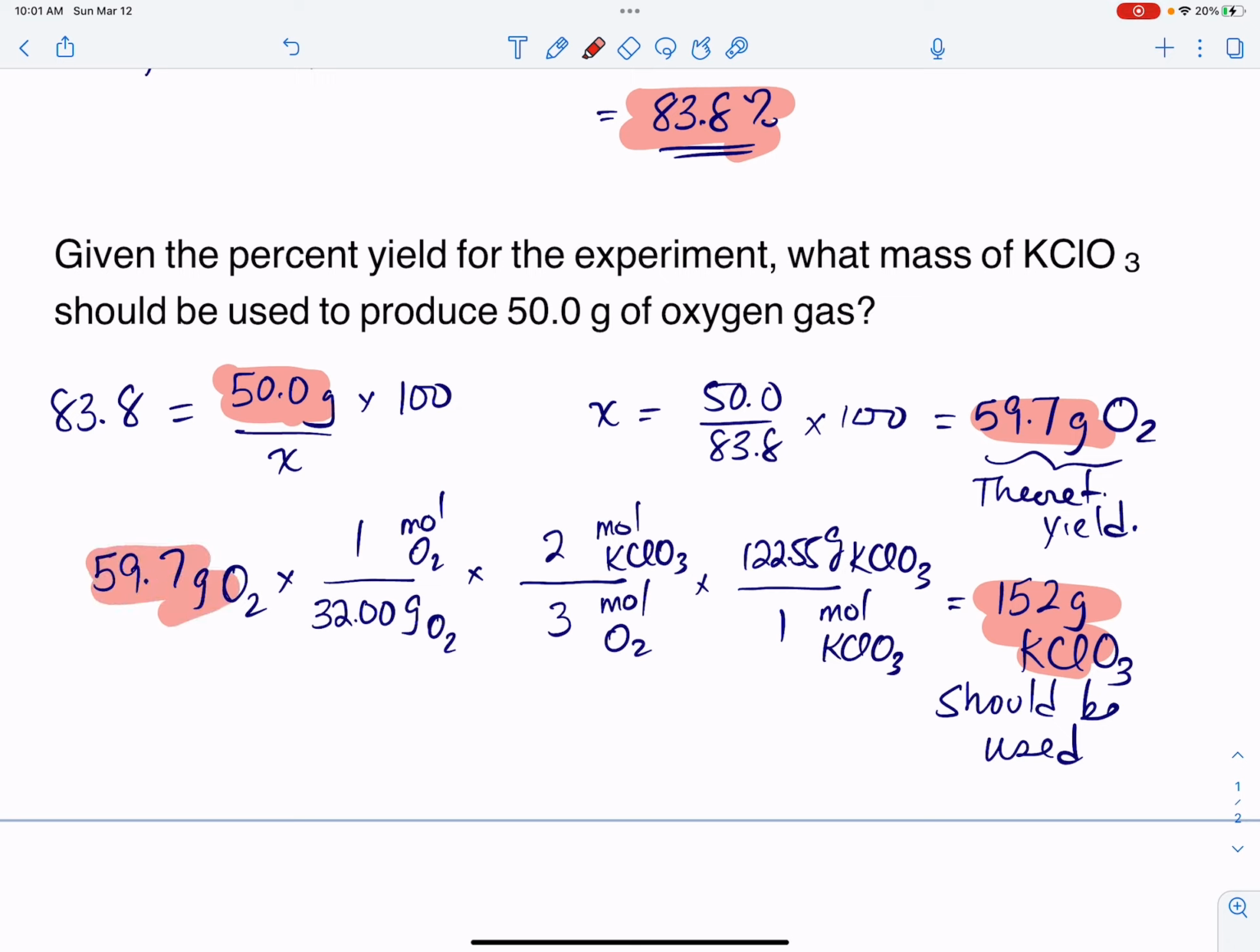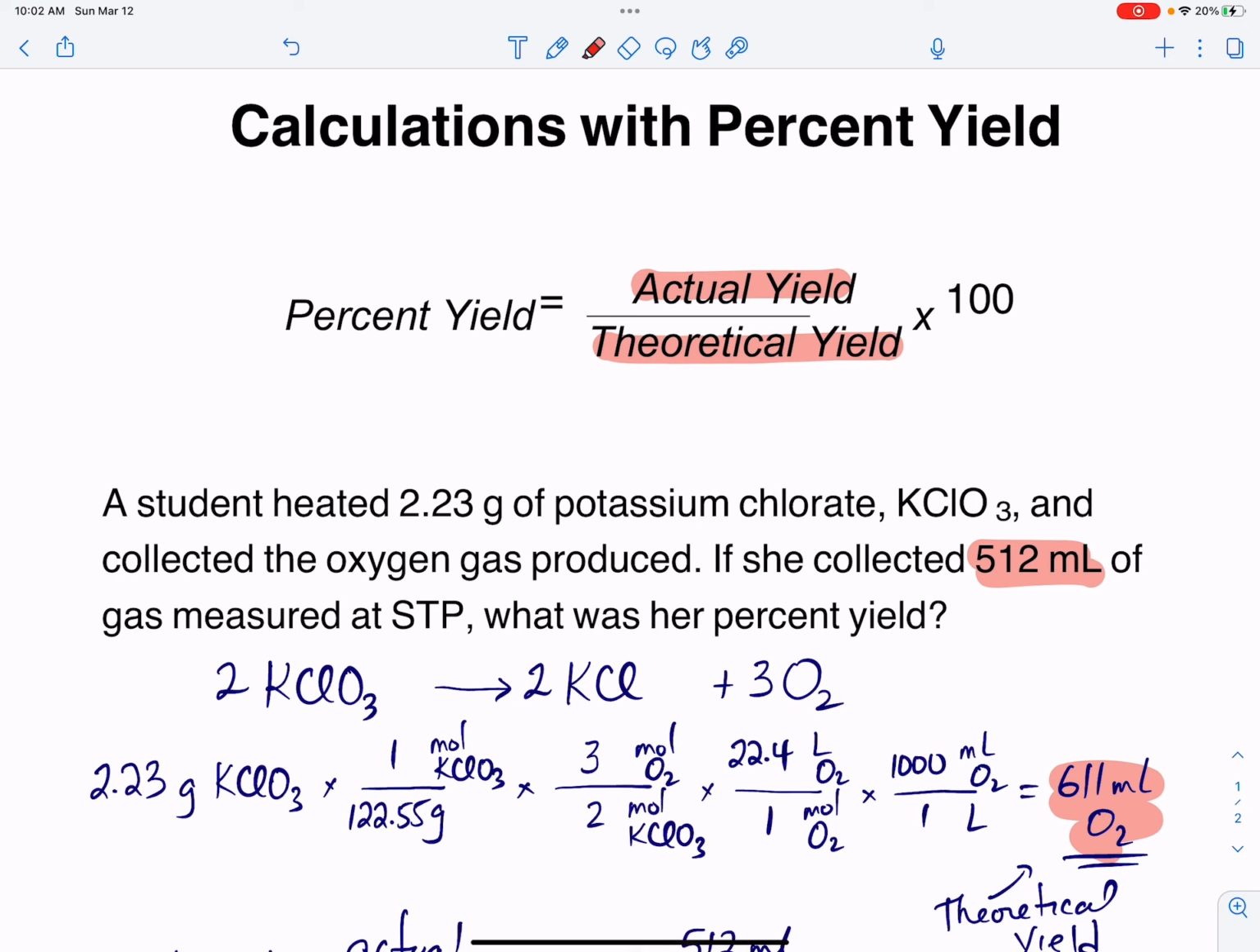All right, so percent yield: the actual amount of product you get, divided by what you thought you should get, your theoretical yield, which is the answer to a stoichiometry problem, and to get a percent, you multiply by 100.